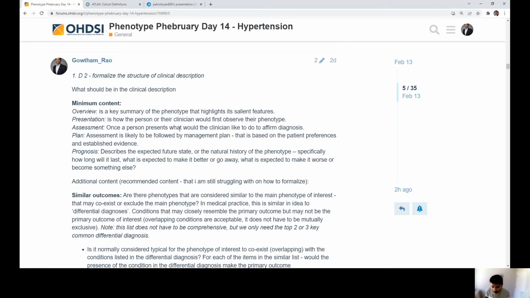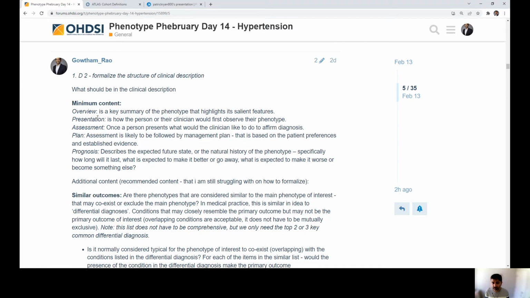So we have attempted to formalize the structure, and the formalized structure has the overview, presentation, assessment, plan, prognosis. The overview is the key summary of the phenotype that highlights salient features. Presentation is how the clinician first observes the phenotype in a person. And the assessment is what are the tests or the evaluation that is done to confirm the diagnosis, and the plan is the treatment that happens afterwards.